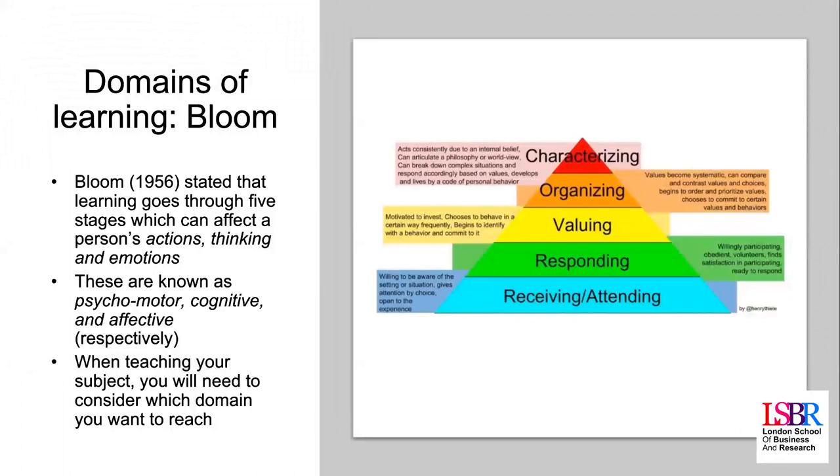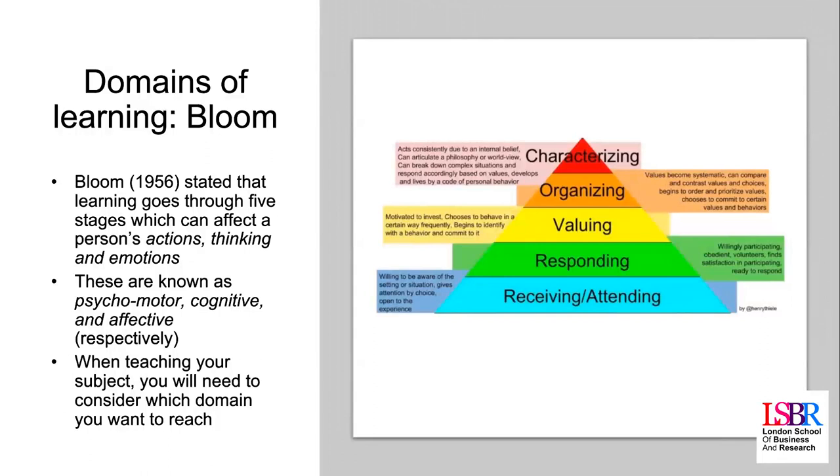So then we move on to Bloom, 1956, in his Domains of Learning. He stated that learning goes through five stages, which can affect a person's actions, thinking, and emotions. And these are known as psychomotor, cognitive, and affective. So when teaching your subject, you'll need to consider which domain you want to reach, or indeed, if you want to reach more than one.